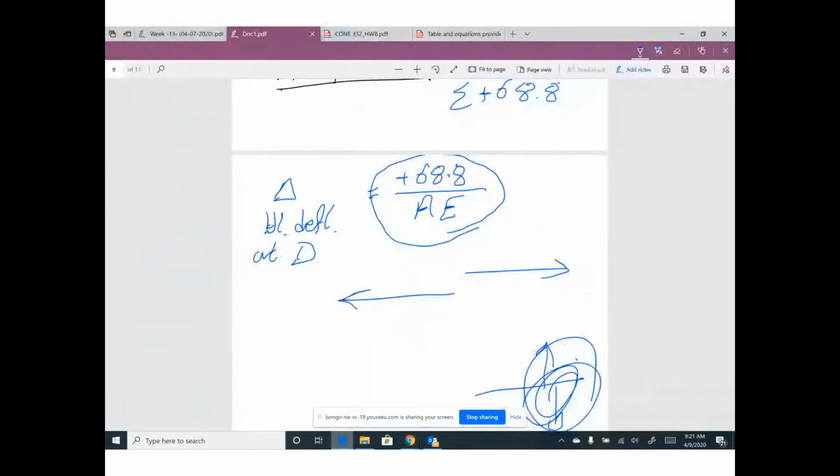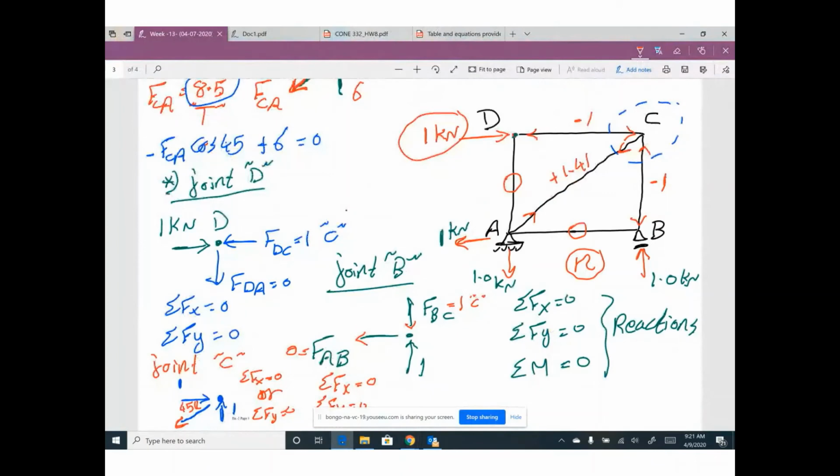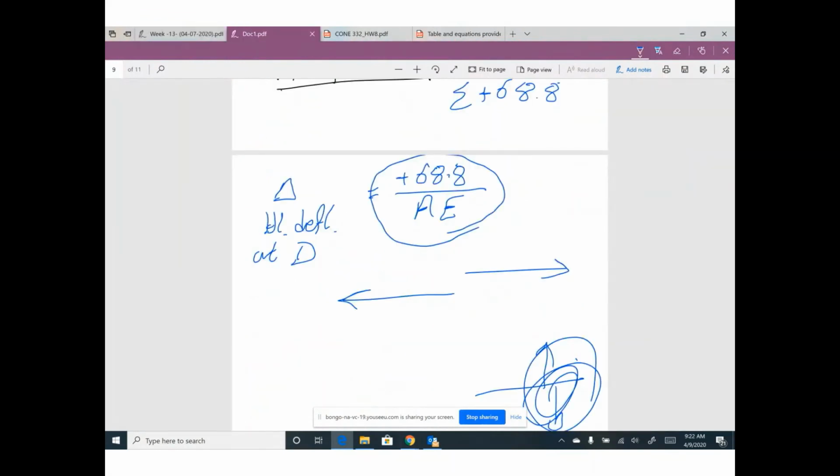Yes. Go back to this step. You assumed your unit load to right. And your final answer of deflection was positive. That means you assume the correct direction. I don't care if I assume the correct direction or the wrong direction. My concern at this moment, yes, my deflection will be to right.